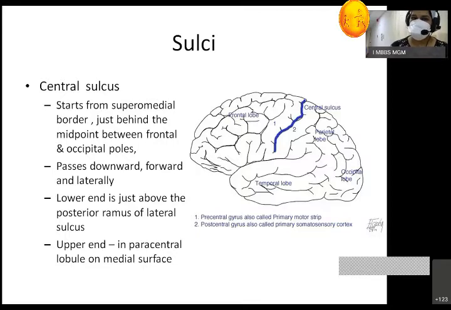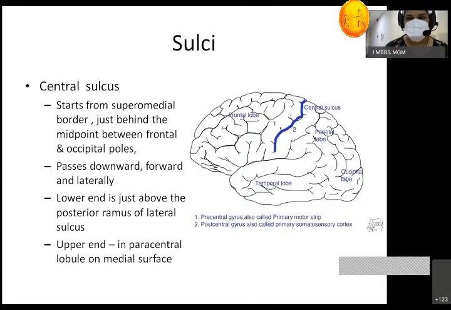It goes downward, forward, and laterally, and it ends just above the lateral sulcus. But this sulcus also goes on the medial surface, and the gyrus surrounding the central sulcus is called the paracentral lobule. So that is how you identify the central sulcus in the brain as well. If you are holding the cerebral hemisphere, you will have to identify where the central sulcus is.